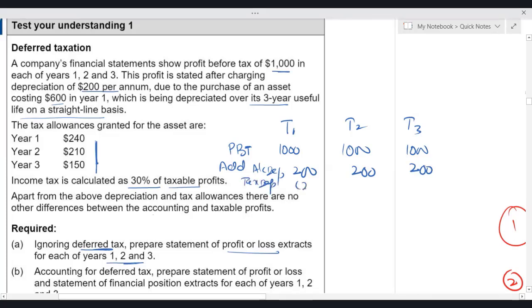Tax depreciation: 240, 210, and 150. So simply 1,000 plus 200 minus 240, I'm getting 960 taxable profit. Then 1,000 plus 200 minus 210, taxable profit is 990. And 1,000 plus 200 minus 150, taxable profit is 1,050.